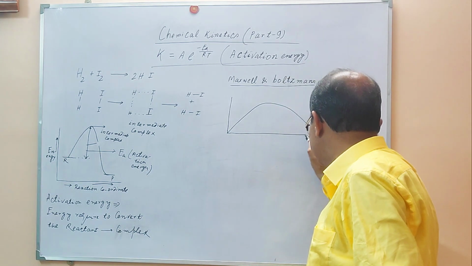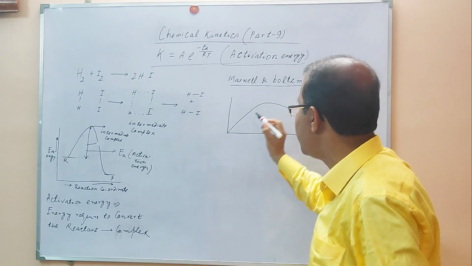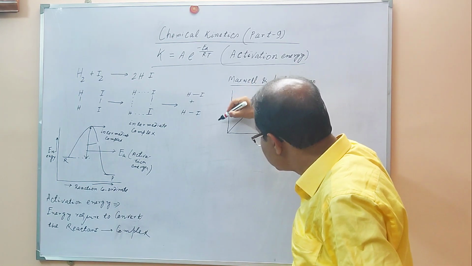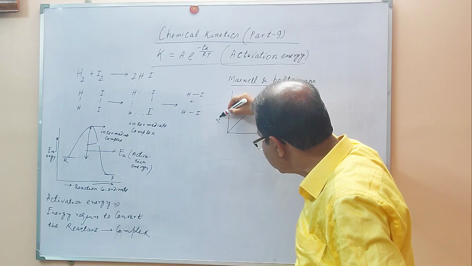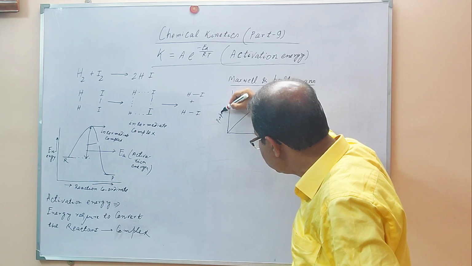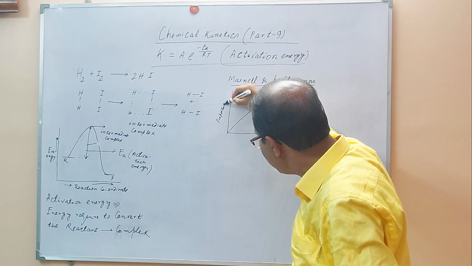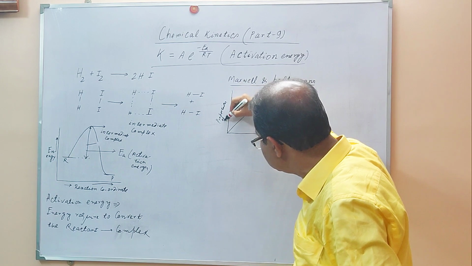This is called a distribution curve. In this distribution curve, the proportion of molecules is on the y-axis.